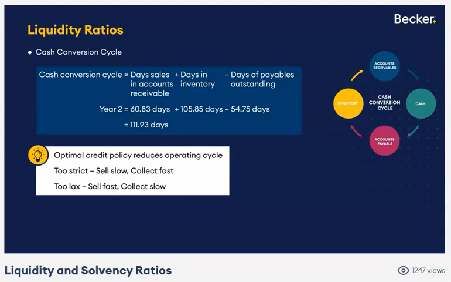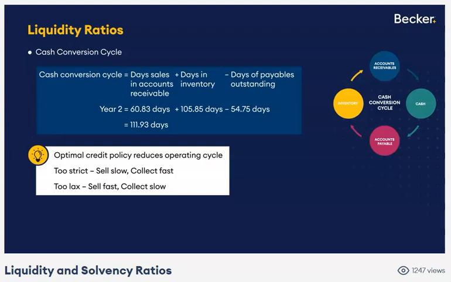If your credit policy is too strict, you'll sell slow, although you collect faster. If your credit policy is too lax, yeah, you'll sell real quick, but then you're going to have problems collecting. So the optimal credit policy reduces the operating cycle. And then we subtract from that the number of days to repay the vendor. And remember, we want to subtract a high number. We want to stretch it out, take full advantage of the interest-free grace period, but don't be late. No late fees, no penalties.